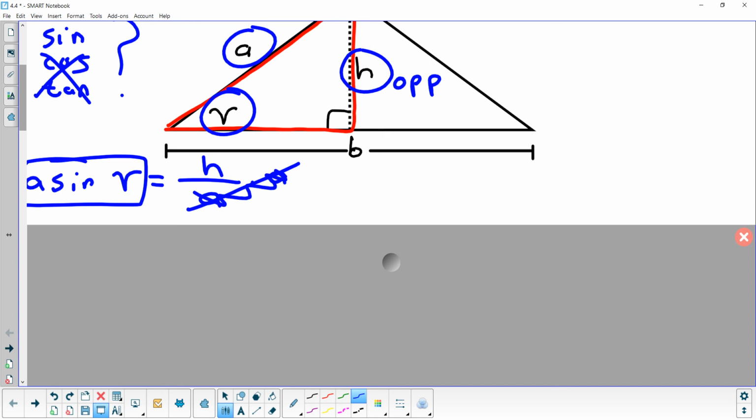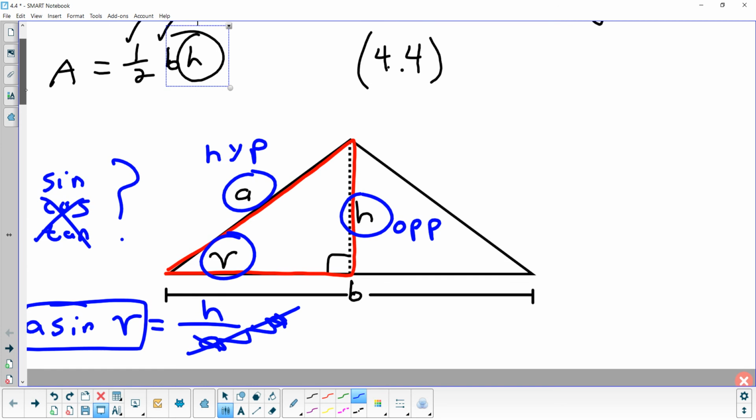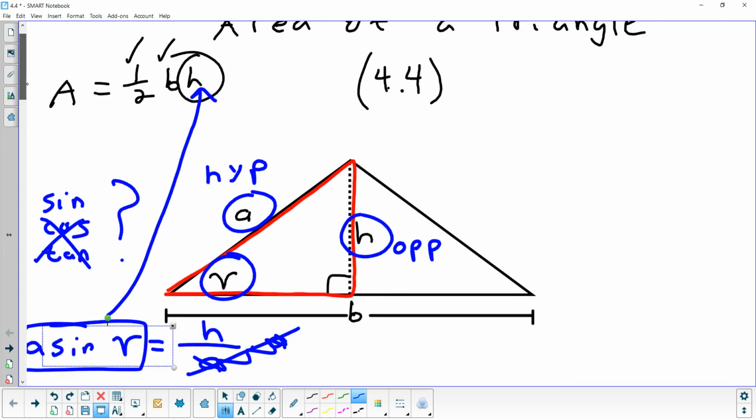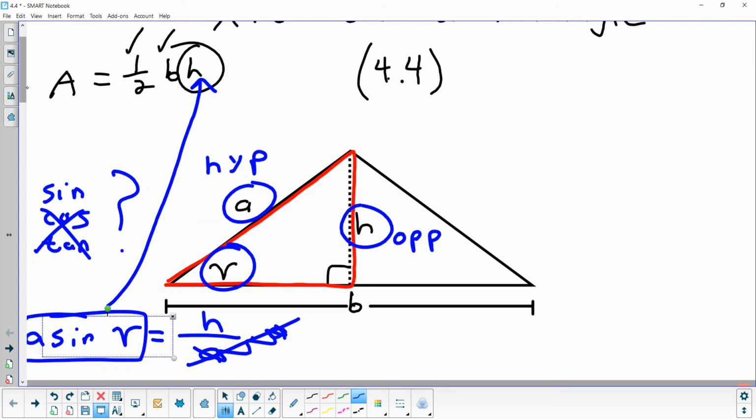So now, instead of having to know the height, you have a formula to find the height: A sine gamma. So we're going to take that and fill it in for H, because it equals H. And that's going to give us a new formula to find the area of a triangle.